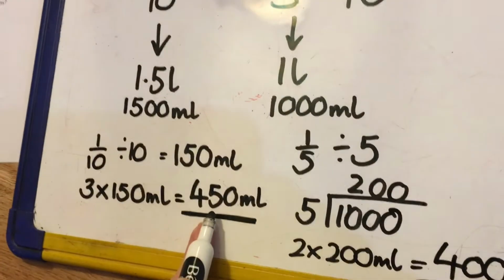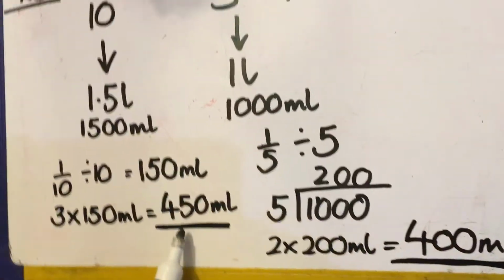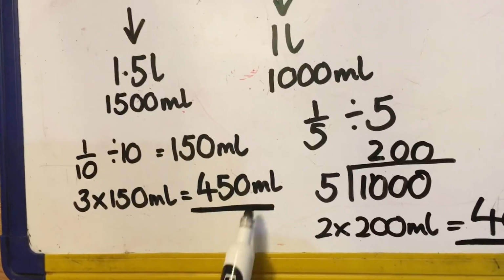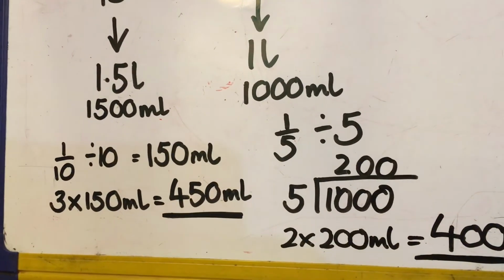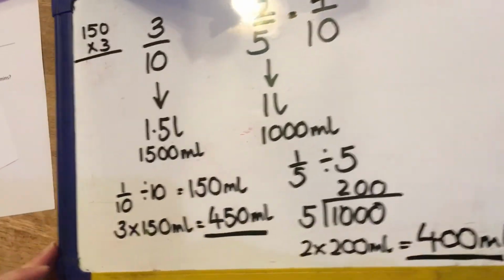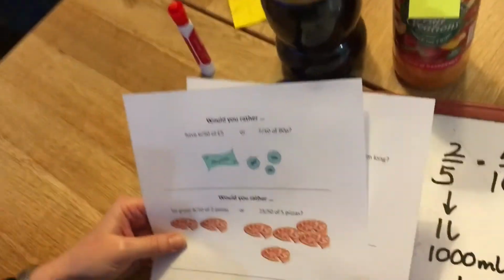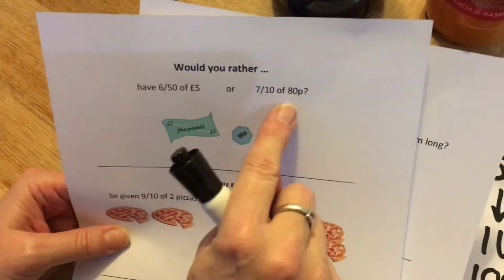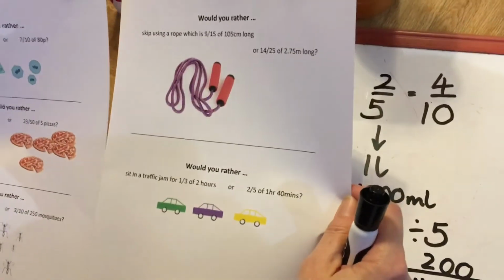So you can see that actually the bigger amount, the bigger fraction of the whole amount, is this one here. It's 450. The bigger amount that you get in millilitres is the blackcurrant. So with the questions that I've set for you, you'll need to think about that. You can't actually just do it with equivalent fractions. You are going to have to calculate the fraction of each quantity. So you're going to have a little look at those. Again, these will be on the video at the end.